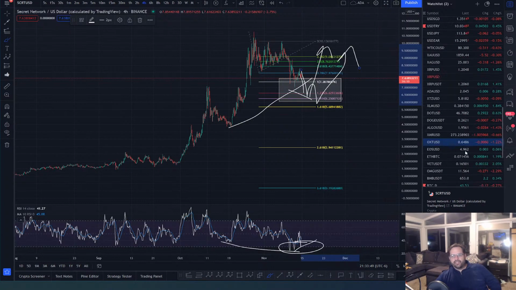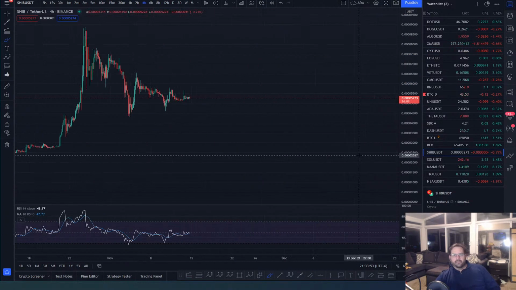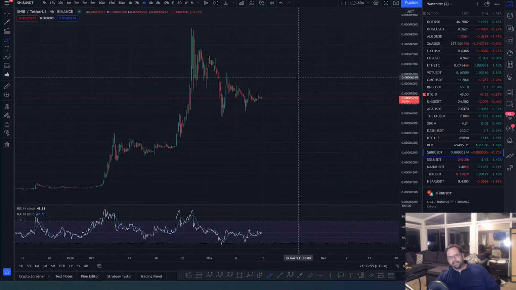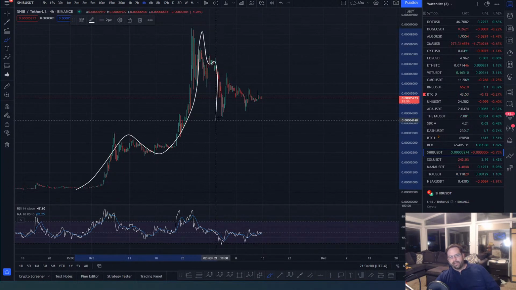Okay, let's take a peek at Shiba next. Shiba. Yeah, I got a feeling they're just going to... Guys, I got a feeling this was just a meme pump. Okay, three-waving up, three-waving up, three-waving up.